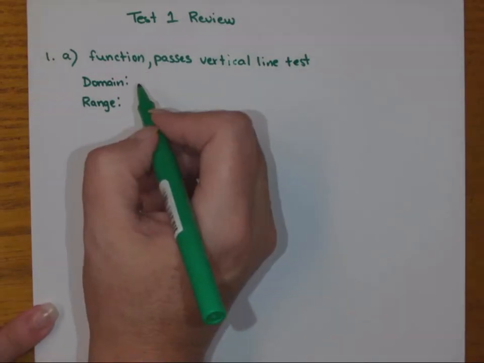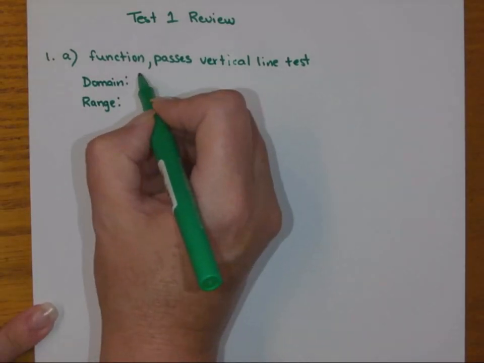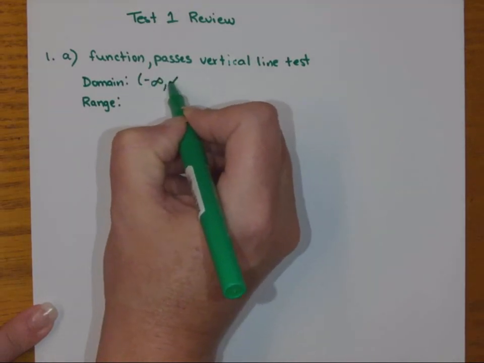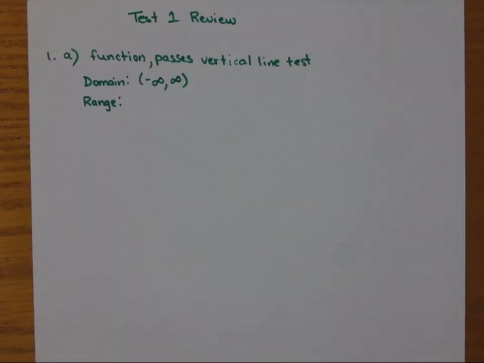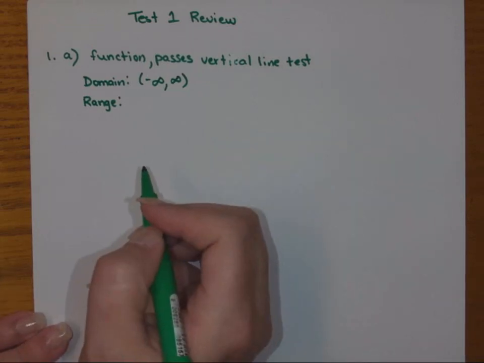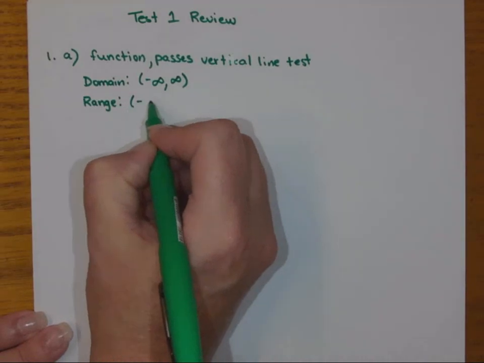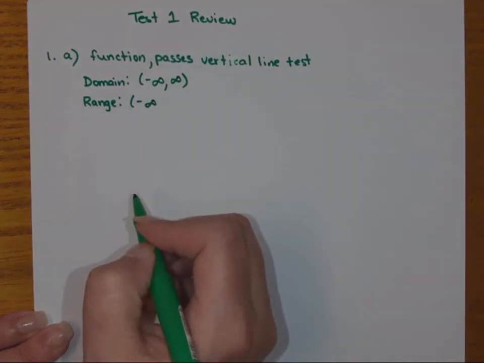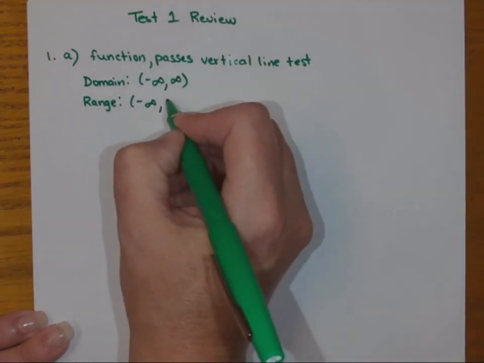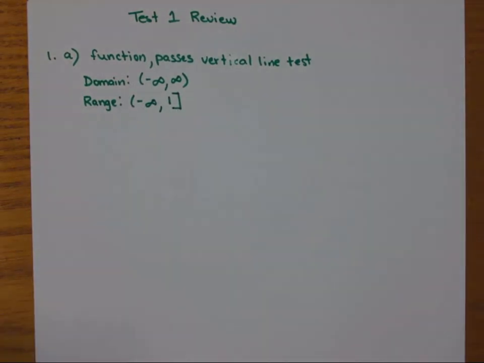So the domain, if you look at that upside down V graph, I'm not going to show it, but you can look on your review. It looks like negative infinity to infinity, right? Because the arrows imply that that graph is going all the way to the left and then all the way to the right. As far as range goes, it starts at negative infinity, but then it comes to a peak at 1, including 1. So notice we use a bracket there.